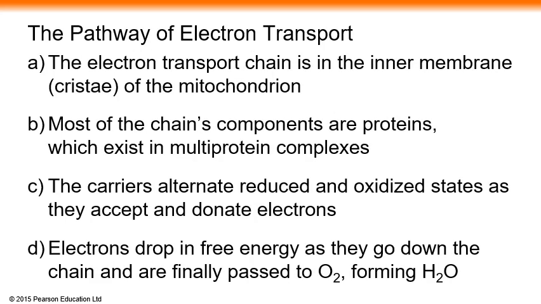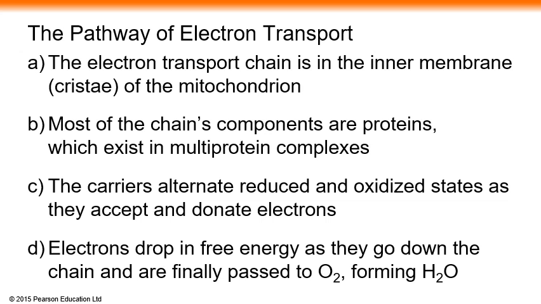The pathway of electron transport. The electron transport chain is in the inner membrane we call crista, or cristae, of the mitochondrion. Most of the chain's components are proteins, which exist in multi-protein complexes.